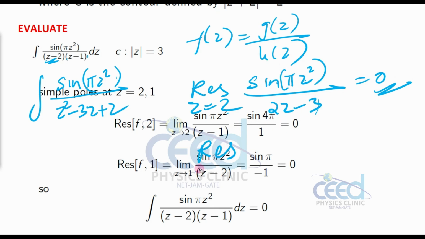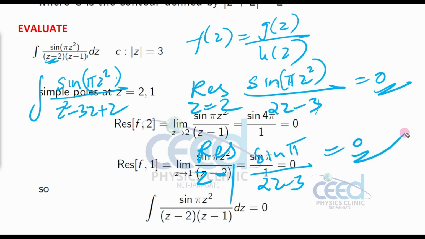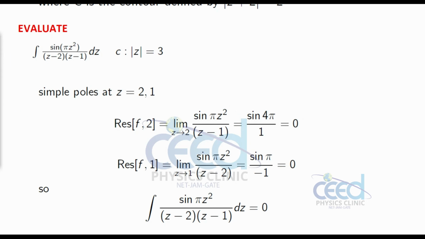When I substitute z is equal to 1 also, this part will be 0, because sin(pi into 1 square), sin pi is 0, and the denominator is not equal to 0. So here also, with 2z minus 3 in the denominator, the sin pi value will be 0. So the entire integral has no residue at the poles 1 and 2, so the integral value will be 0. Okay, so that is also a very important problem.